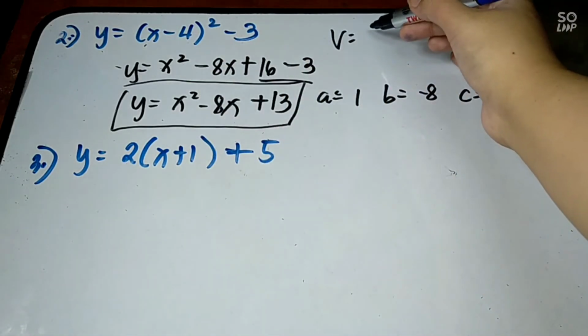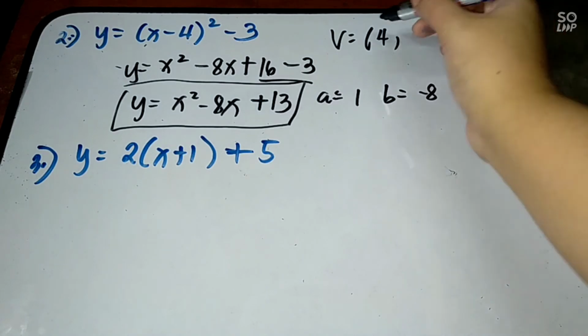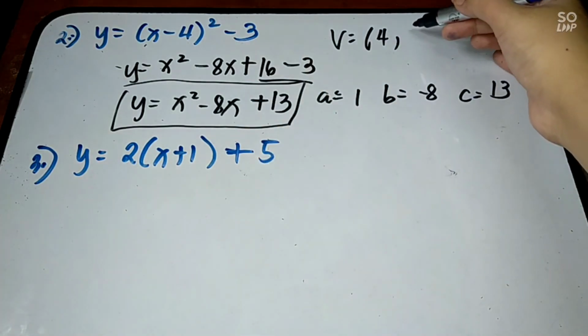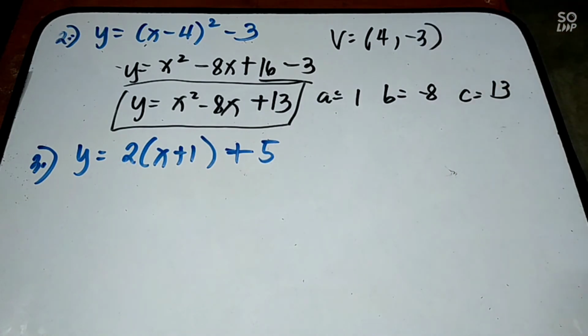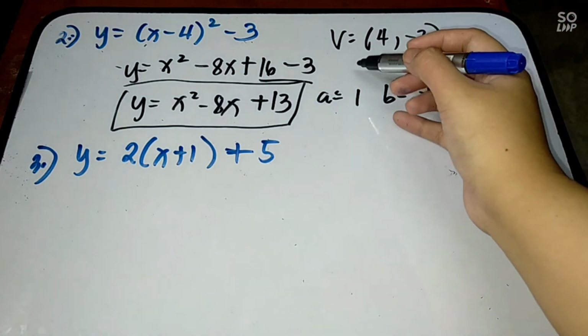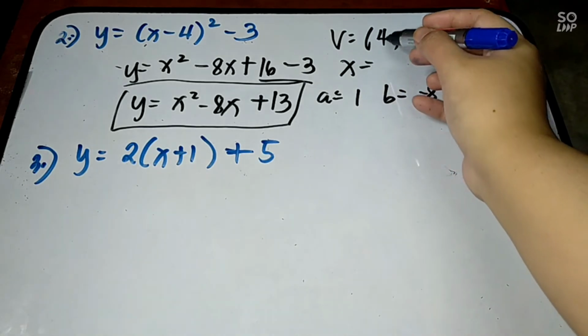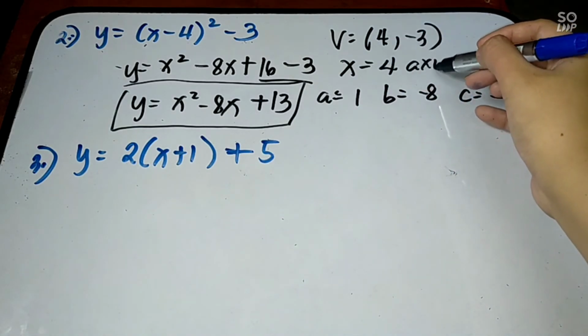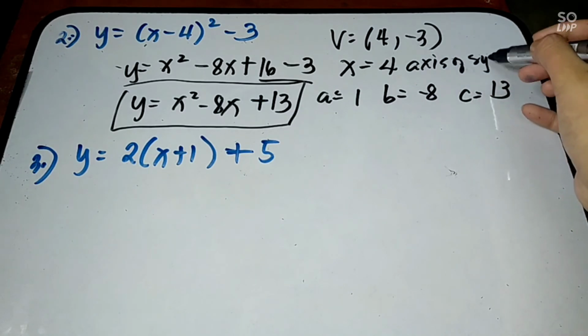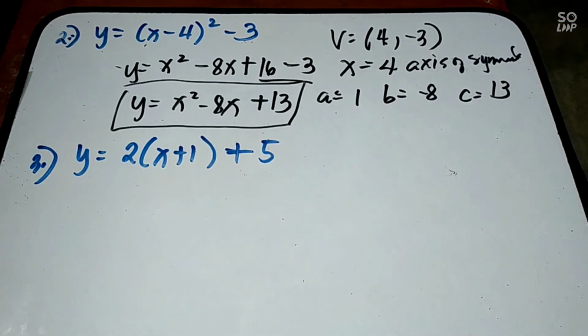Change the sign. So, you have here positive 4. Change the sign. We have, that's all it is. We have here negative 3. That is your H and K. What is the axis of symmetry? X is equals to whatever your H is, that is 4. This is your axis of symmetry. Did you get it? Next, let us have number 3.